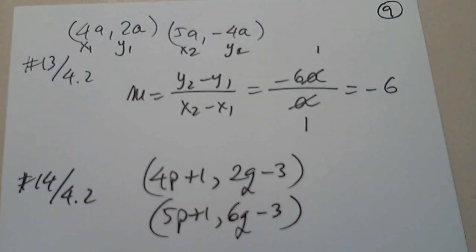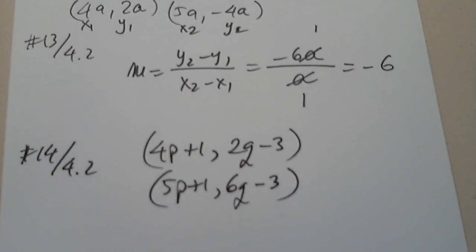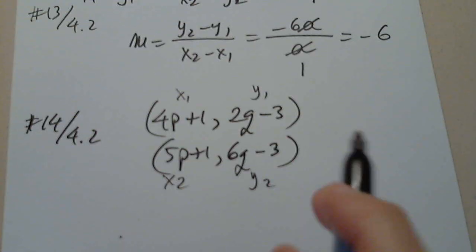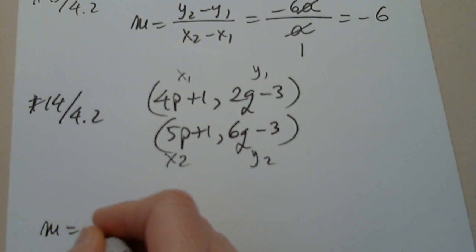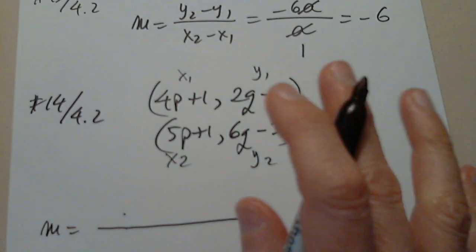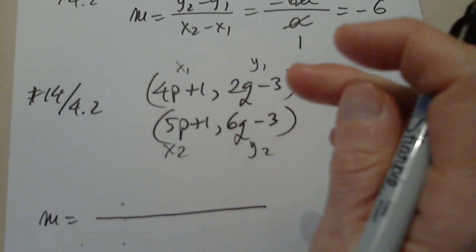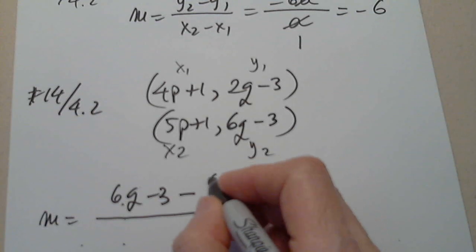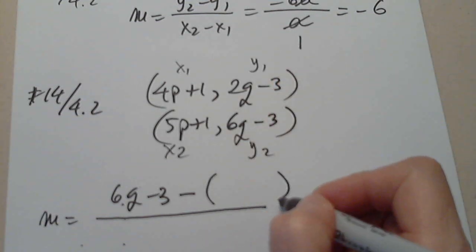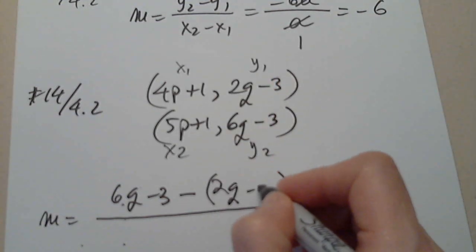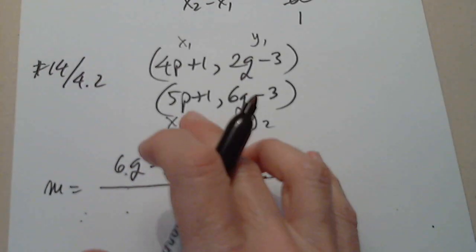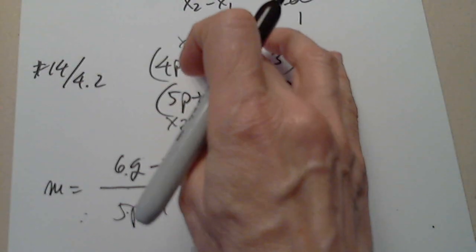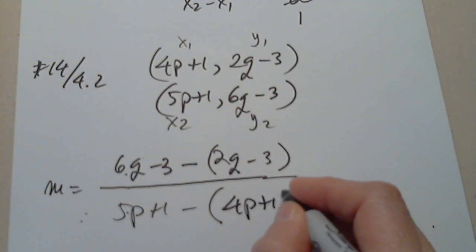Okay, perfect. Formula is the same, but now we have to be careful. x1 y1 x2 y2. So then the slope is, careful how we write it. So let's pay attention here. 6q minus 3 minus, but you have to put in parentheses the second one, 2q minus 3. X sub 2, 5p plus 1 minus in parentheses x sub 1, which is 4p plus 1.